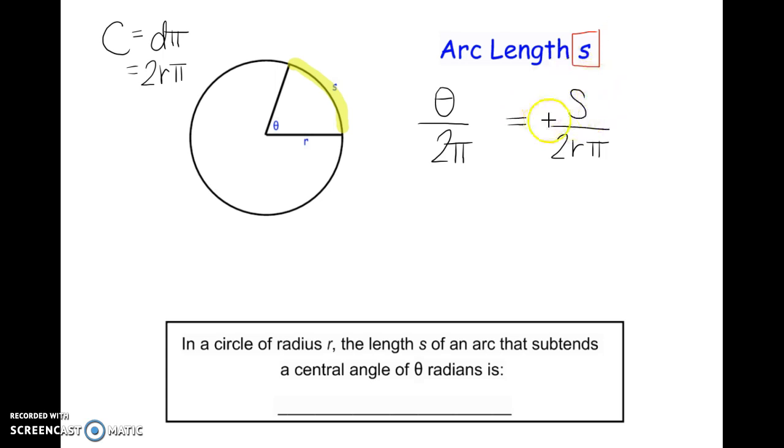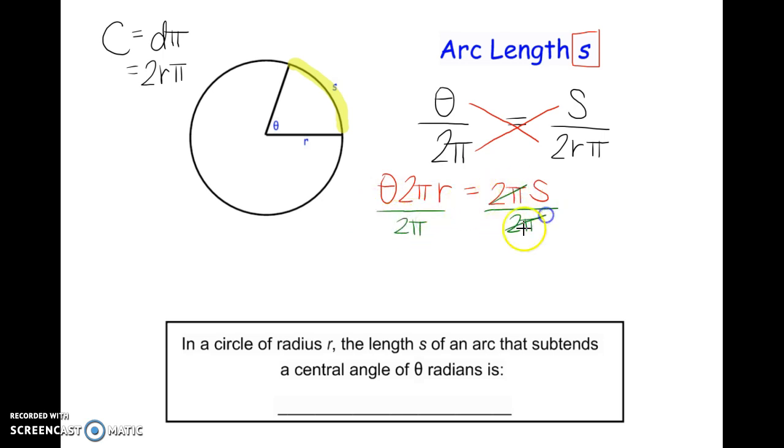So I need to isolate this S. And since we have a proportion, we can set these cross products equal to each other and solve for S. So if we take theta times 2 pi r, and we set that equal to the other cross product, which is 2 pi times s. Now, if we want to get s by itself, we're simply going to divide both sides by 2 pi. 2 pi is going to cancel over here. It's also going to cancel over here. So that means your arc length s is equivalent to theta times r.